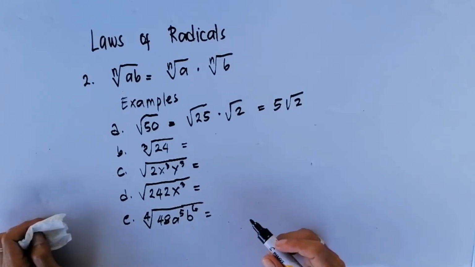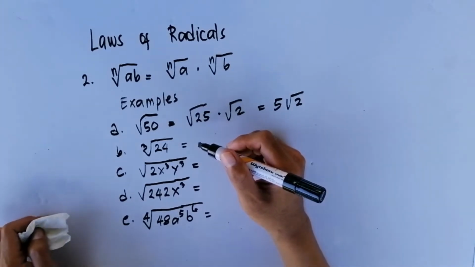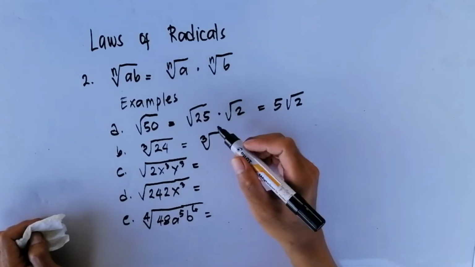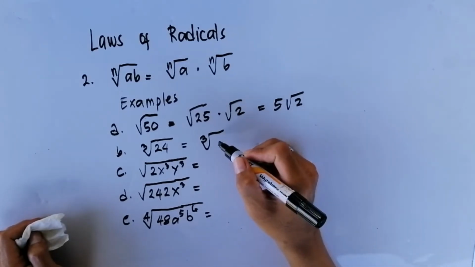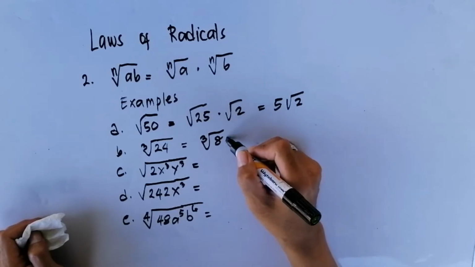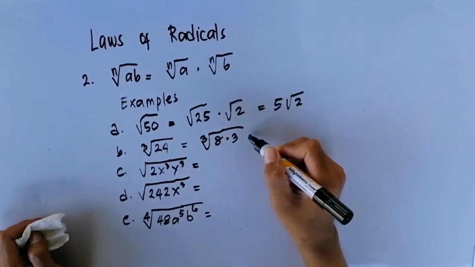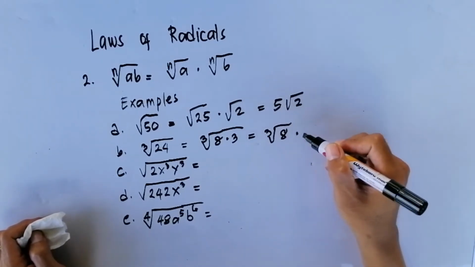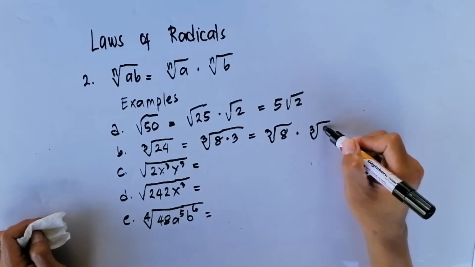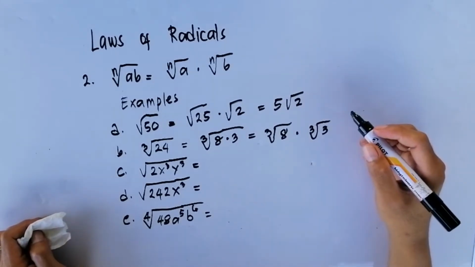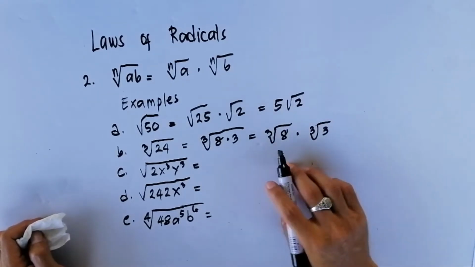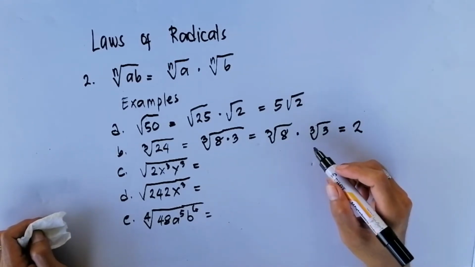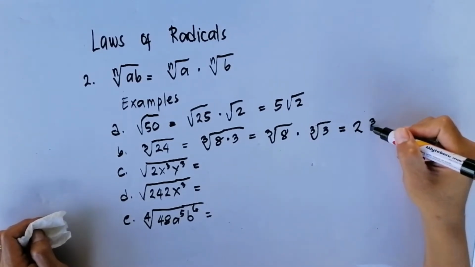For B, the cube root of 24. So that is the cube root of 8 times 3, or that is the cube root of 8 times the cube root of 3. Then the cube root of 8 is 2, times the cube root of 3.